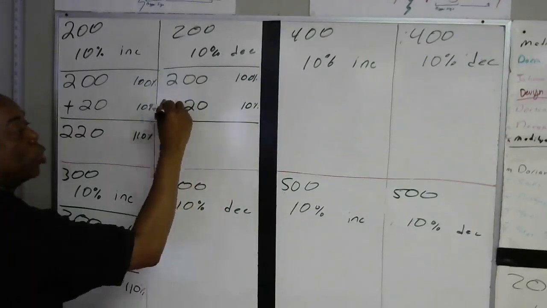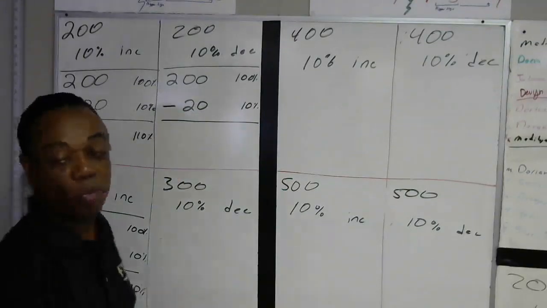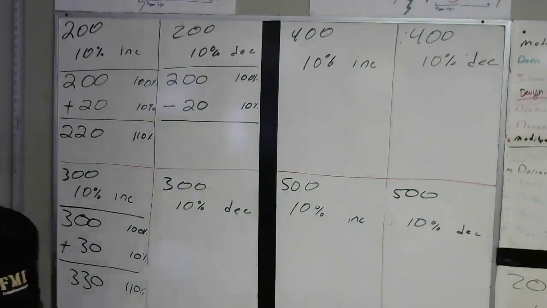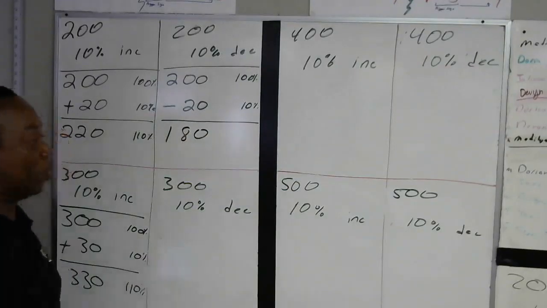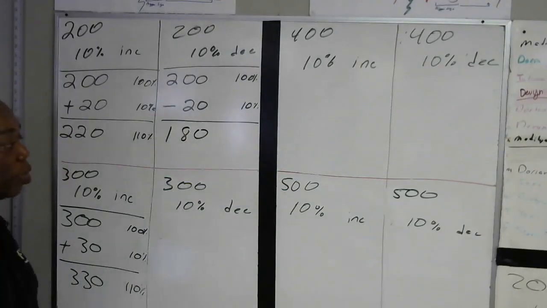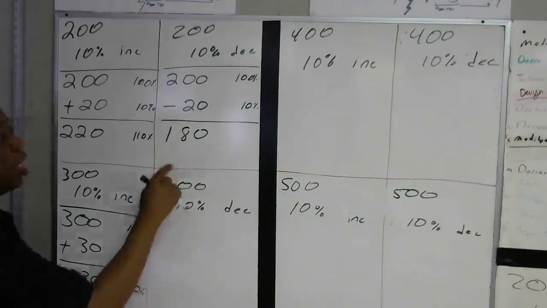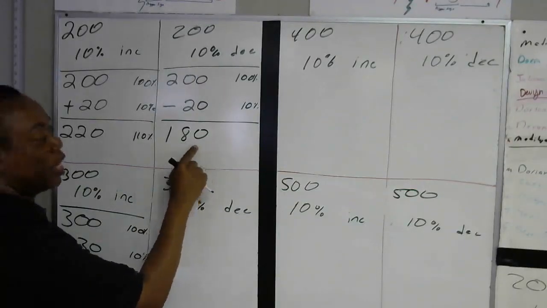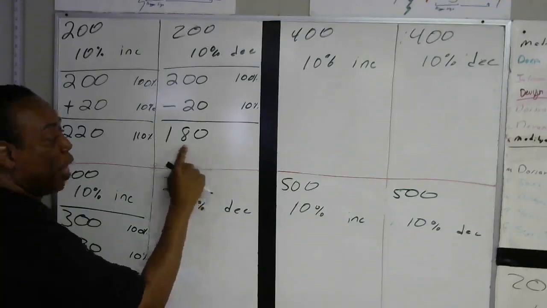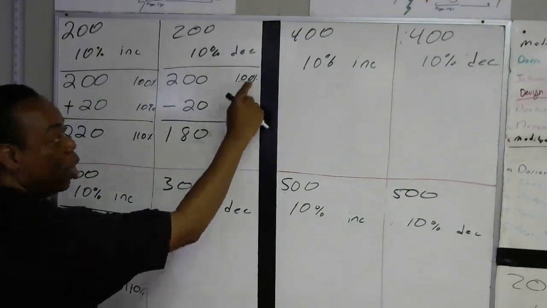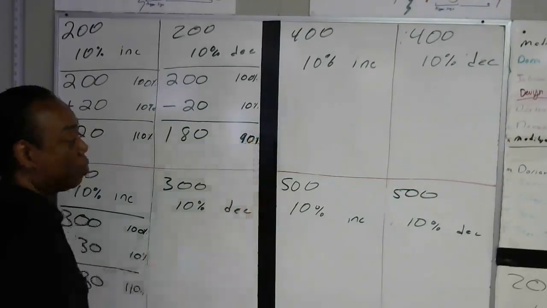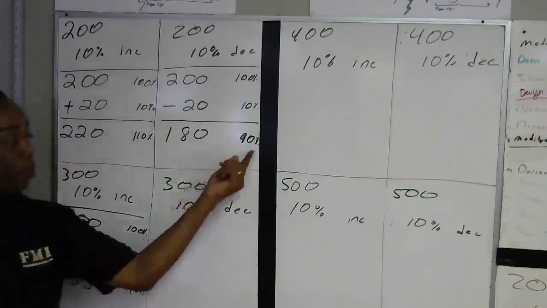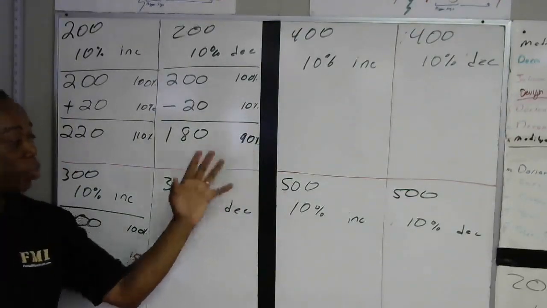Since we're doing a decrease, we're going to subtract these two. 200, when you subtract 20, write 180 right below. This right here represents 90% of the original. Again, 100% minus 10% leaves you 90% of the original. Okay, let's do another decrease.